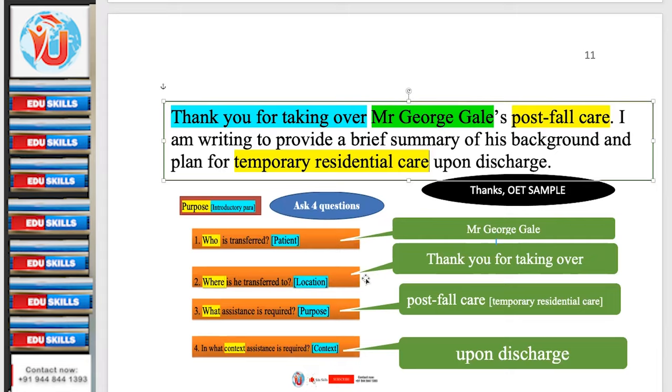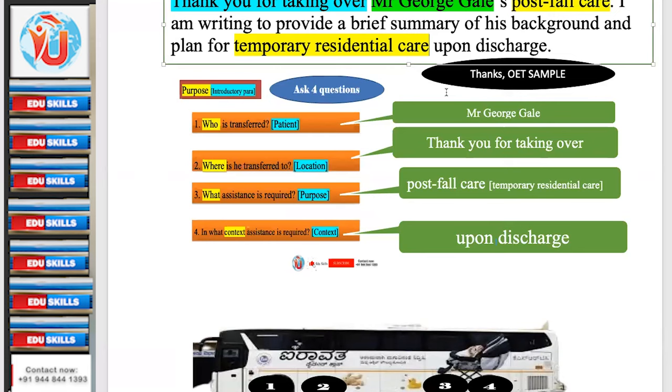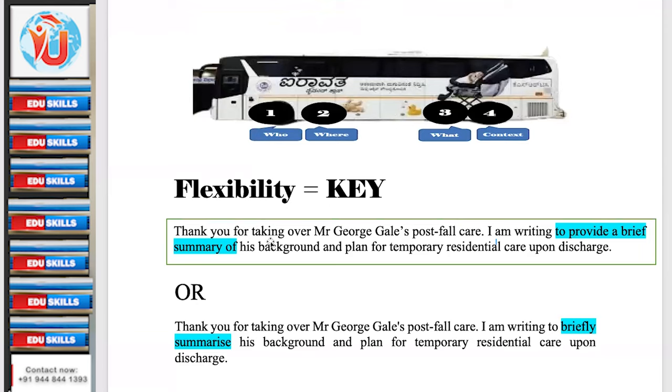This is the sample introductory paragraph given for OET on the official site, just to analyze whether it is there. Flexibility is the key. For example, the sample letter on the official site gives the purpose paragraph: Thank you for taking over Mr. George Gale's post-fall care. I am writing to provide a brief summary of his background and plan for temporary residential care upon his discharge. If you want to lessen the word count, you can write: thank you for taking over Mr. George Gale's post-fall care. I am writing to briefly summarize his background. You can even change those things.